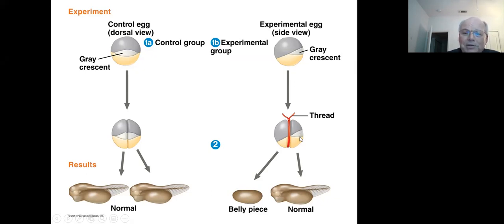Meanwhile, the other blastomere containing the gray crescent contained the necessary information to establish the dorsal ventral axis, because it's got the gray crescent, which remember establishes dorsal. And so you have the resulting blastomeres, daughter cells, establishing a developing embryo that has the dorsal ventral axis information, and so it develops into a normal tadpole. And this clearly confirmed the role of the gray crescent in establishing the dorsal ventral axis.